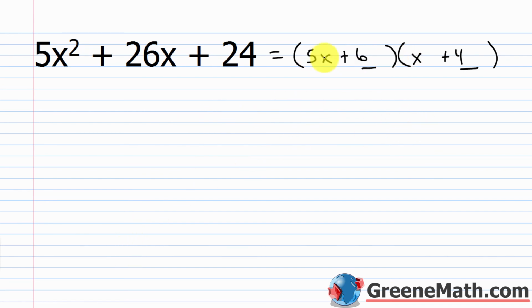So 5x times x would be 5x squared. 5x times 4 would be 20x. 6 times x would be 6x. 20x plus 6x is 26x. And then 6 times 4 is 24.